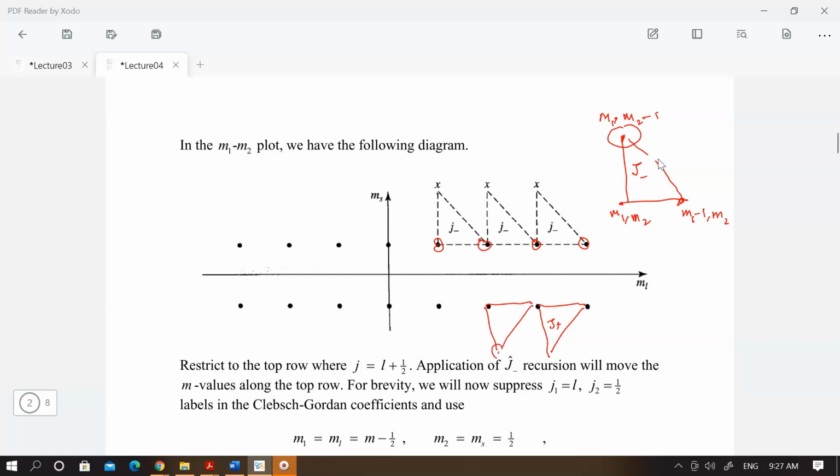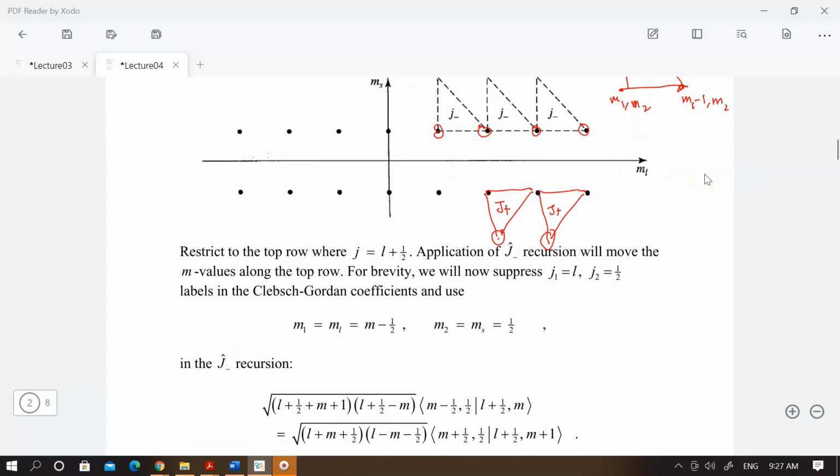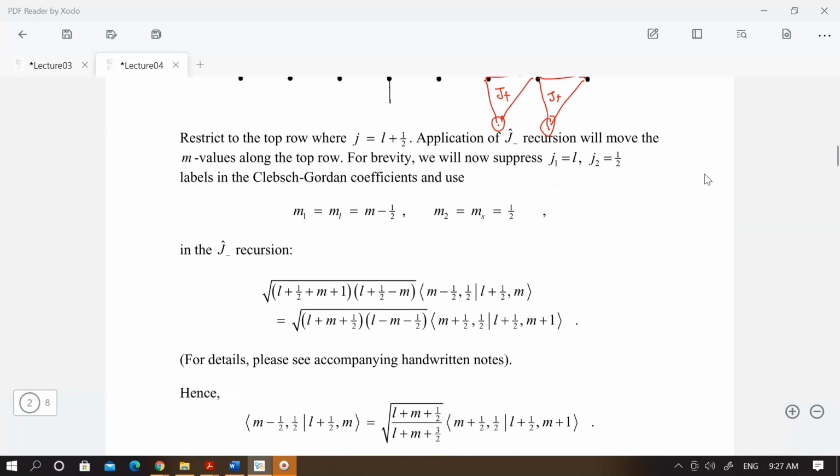Okay. But these states are missing. So I can have your j plus relating all these points that give you the different m1 and m2 states. So what actually happens over here is that you have your recursion relation being simplified, giving you this particular condition.